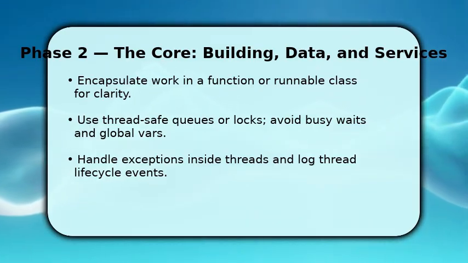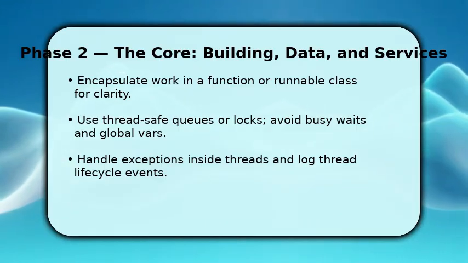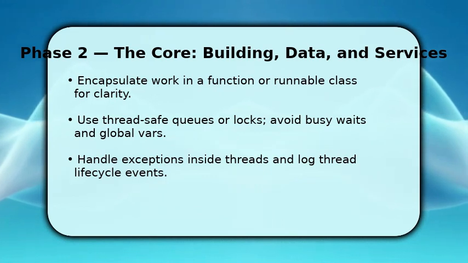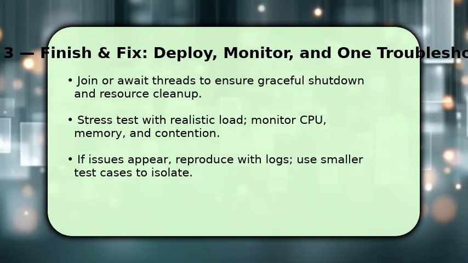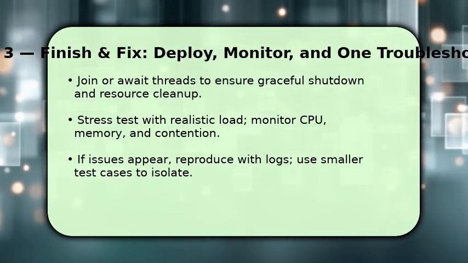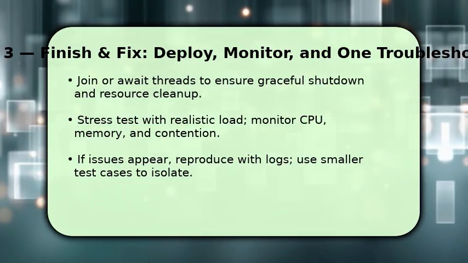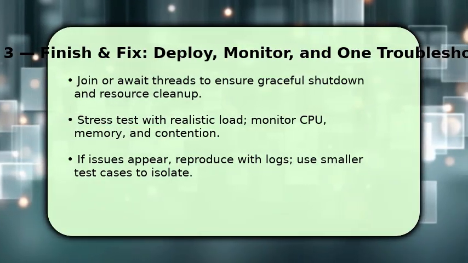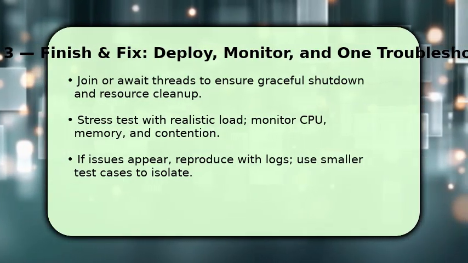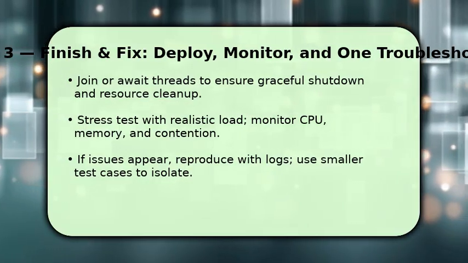Once done, tune priorities or pool sizes if supported, and prefer pooling over creating many short-lived threads to reduce overhead and context switching. You finish by ensuring graceful shutdown, join or await threads so resources are released predictably. Then run a stress test under realistic load and monitor CPU, memory, and lock contention to find bottlenecks. If behavior diverges, reproduce the issue with verbose logs and smaller inputs to isolate the root cause.